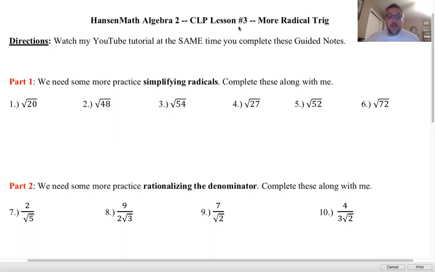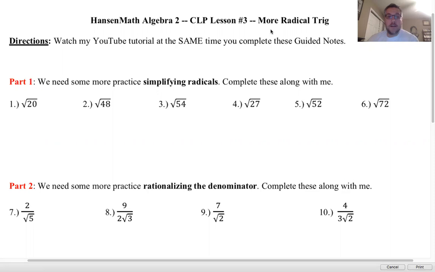In order to be ready for this one, which is the Continuity Learning Plan Lesson number 3, More Radical Trig, make sure that you either printed or are willing to copy down the guided notes, which I've attached to Google Classroom. You need something to write with, and you need a calculator. How we're going to do this is we're going to work together, and at certain points I'm going to tell you to hit pause, and you're going to move on your own volition.